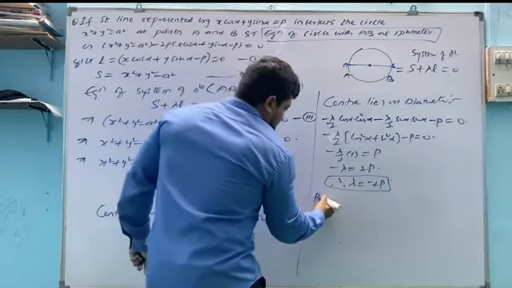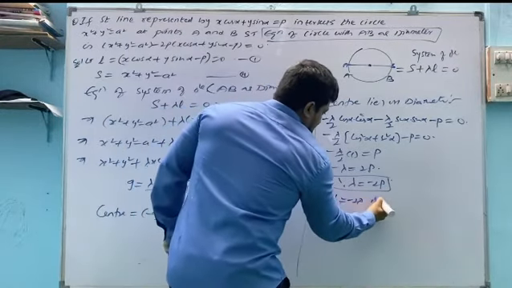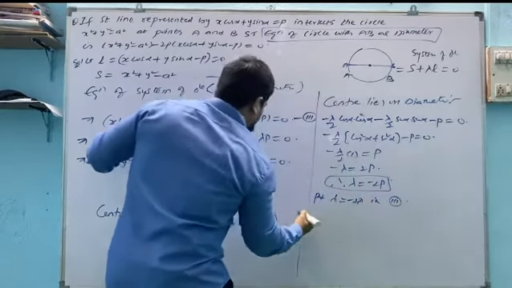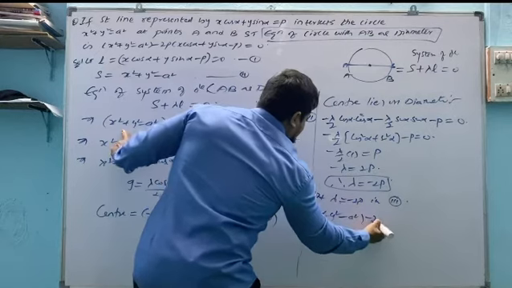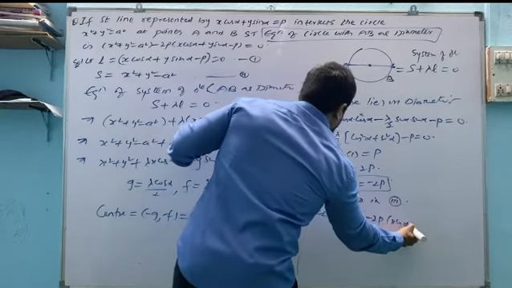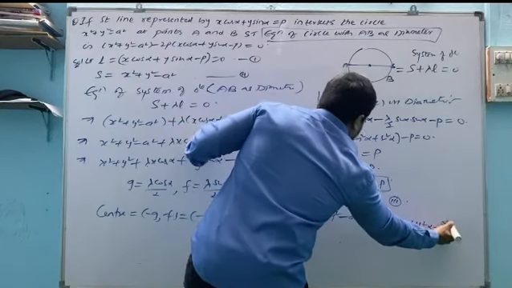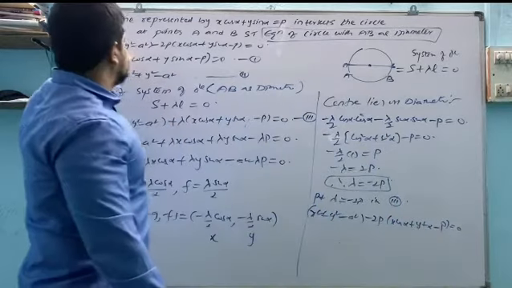Put the lambda value in the third equation. So what is the value we got? x square plus y square minus a square plus lambda into x cos alpha plus y sin alpha minus p equal to 0. Hence proved.